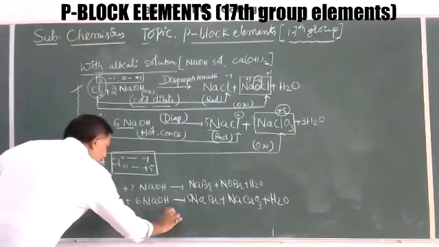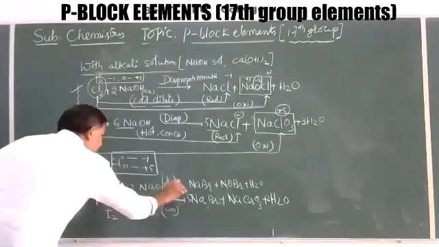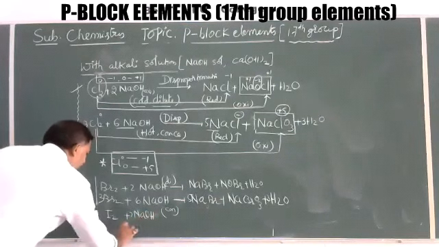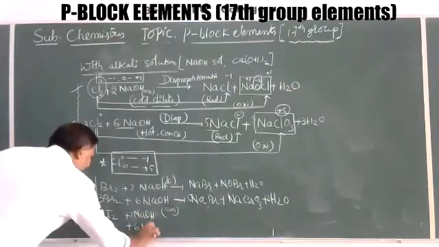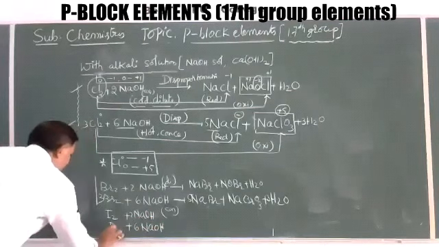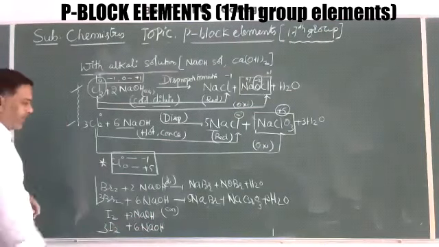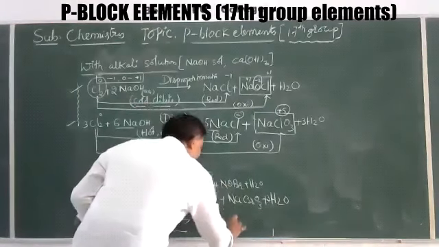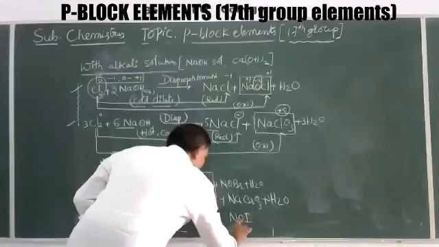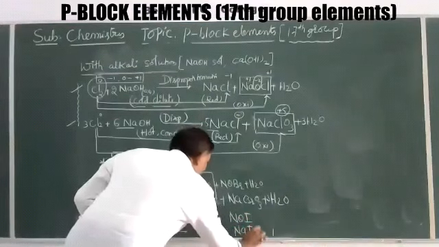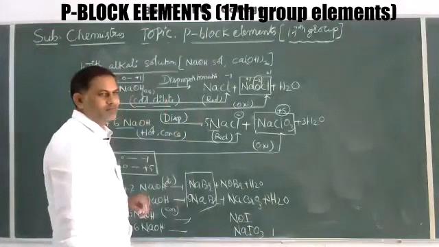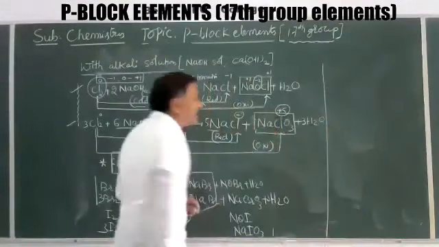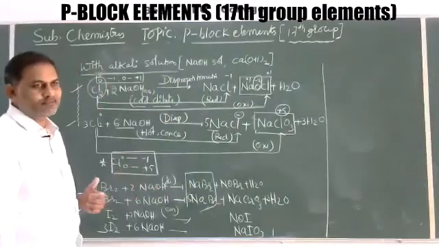Iodine, this is the concentrated condition, this is the dilute condition. Same thing, iodine reacts with 2 NaOH and here with 6 NaOH, it gives the same products, meaning these are common, but here it differs: NaOI and NaIO3 are formed. Whereas in case of fluorine, it does not happen like this, it differs.